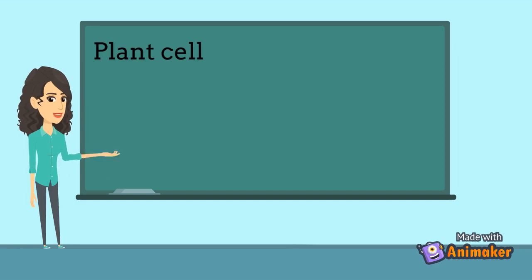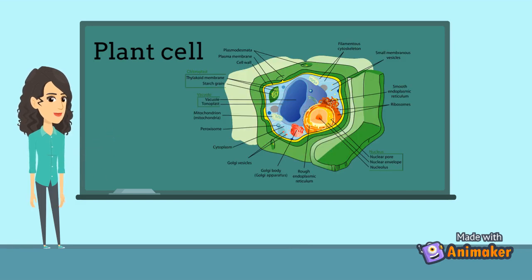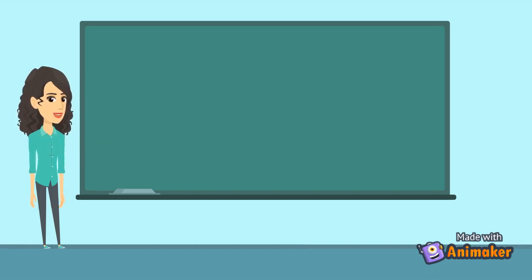Plant cells have a cell wall, a large central vacuole, and plastids such as chloroplasts. The cell wall is a rigid layer that is found outside the cell membrane and surrounds the cell, providing structural support and protection. The central vacuole maintains turgor pressure against the cell wall.